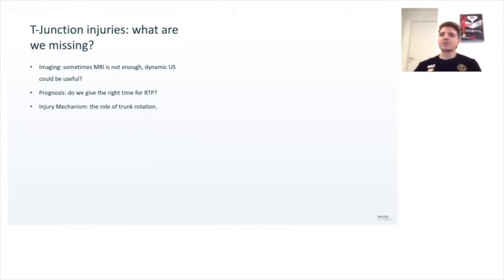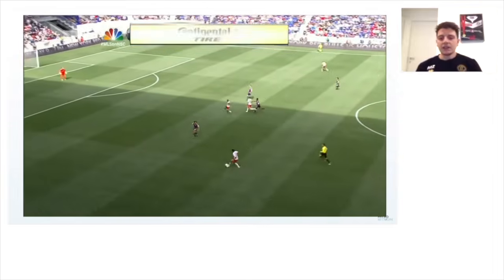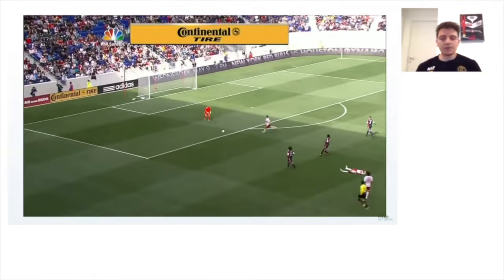The injury mechanism sometimes involved non-linear movements, so non-linear sprints, trunk rotation, especially the role of the trunk rotation, maybe perturbation. So we have to respect that. I put this video of TRARE, as you can see, as an example.